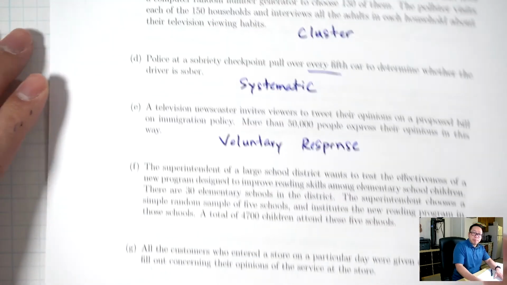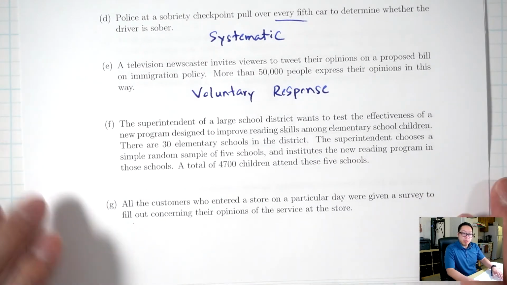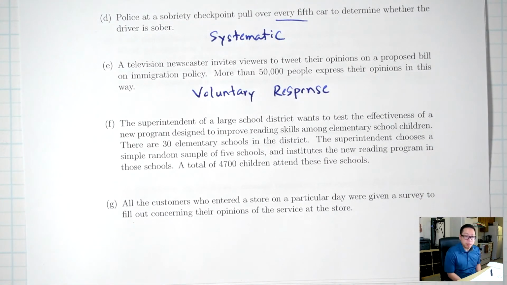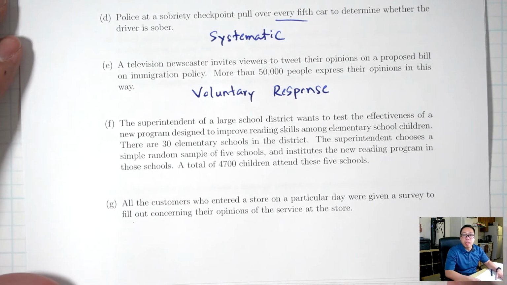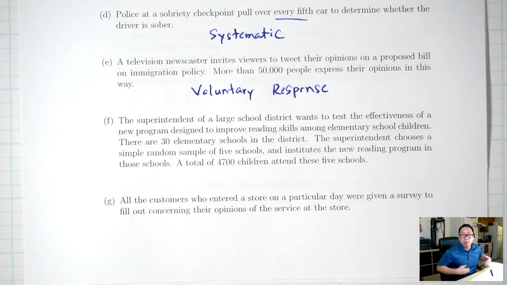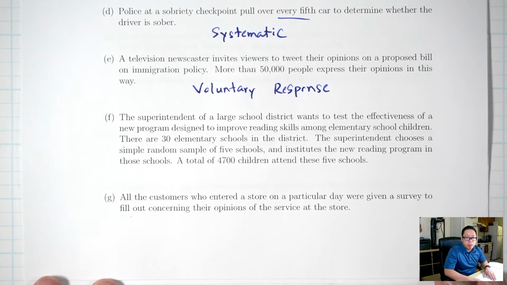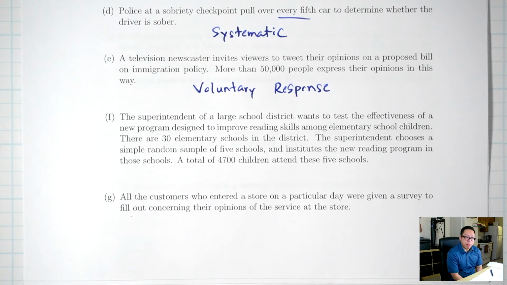Part F. The superintendent of a large school district wants to test the effectiveness of a new program designed to improve reading skills among elementary school children. There are 30 schools in the district. The superintendent chooses a simple random sample of 5 schools and institutes the new reading program in those schools. A total of 4,700 children attend these 5 schools. So what type of sample is this?